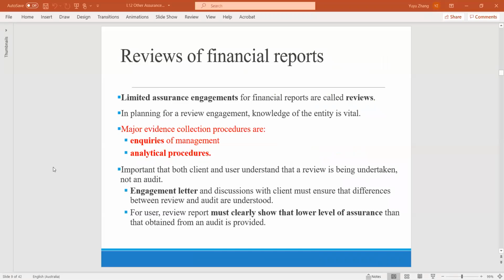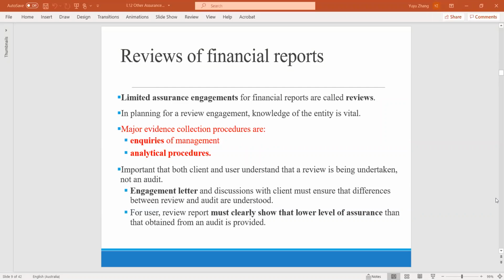All right. The other part we want to discuss is the review of financial reports. I think we discussed that before. I just want to emphasize, in terms of review engagements, what is the level of assurance? Is anyone answering the question? For a review engagement, the level is limited assurance.